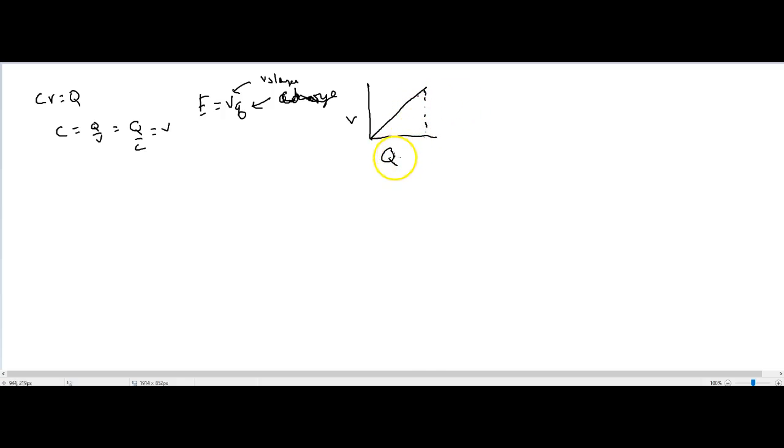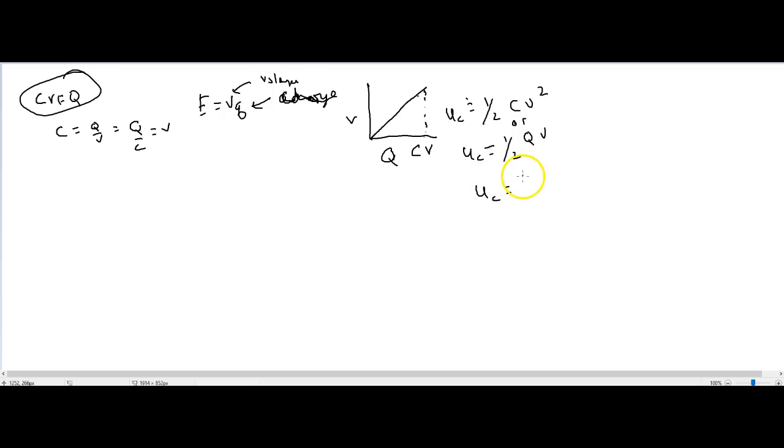And we know the bottom of this triangle is Q. Well, Q is equal to CV, right? So if Q is equal to CV, then we could write this bottom as CV, and we could say, aha, the energy stored in a capacitor is equal to 1/2 CV squared. We could also make it, since CV equals Q, 1/2 QV, or, in a completely juvenile attempt to make this even more fun, I could do 1/2 Q squared over the capacitance.